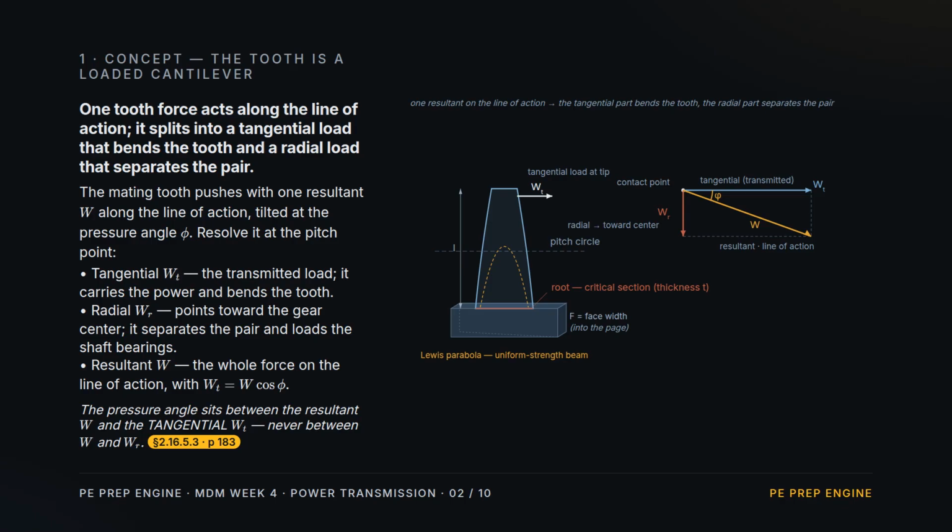Concept 1. The tooth as a loaded cantilever. The mating tooth pushes with one resultant force, W, aimed along the line of action, tilted at the pressure angle. Split it at the pitch point. The tangential piece is the transmitted load. It carries the power and bends the tooth. The radial piece points in toward the gear center. It drives the gears apart and shows up on the shaft bearings we sized in Lesson 2. Notice the pressure angle sits between the resultant and the tangential force, and at the tip, the tangential load bends the tooth like a short cantilever fixed at the root fillet, which is exactly where the stress peaks.